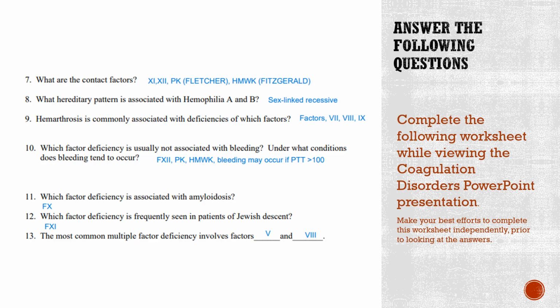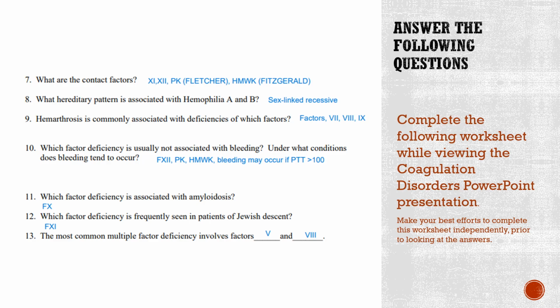Hemarthrosis is commonly associated with deficiencies of which factors? We might see factors 8, 9, and 7. So all of the 2 hemophilias and then factor 7. Which factor deficiency is usually not associated with bleeding? And under what conditions does bleeding occur? So most of those contact factors, with the exception of factor 11, typically don't have bleeding issues unless that PTT is prolonged greater than 100 seconds. Now at that point, we definitely would have some concerns.